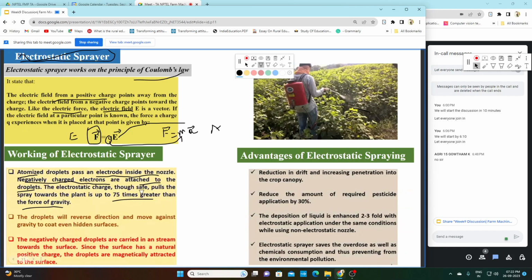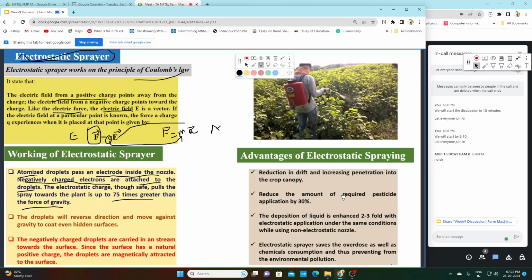Now what are the advantages of the electrostatic sprayer? Reduction in drift and increase in penetration of the crop canopy. During spraying, if there is more wind blowing, then your spray droplet will be drifted. Drifted means it will be off target. So if the spray droplet is negatively charged and the plant is positively charged, then we can prevent this drift.